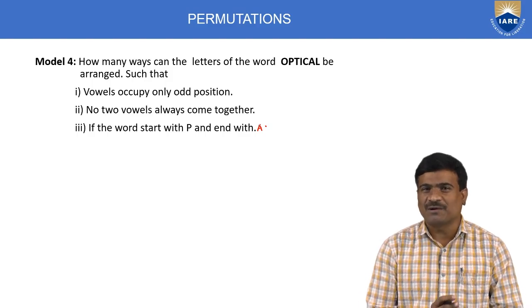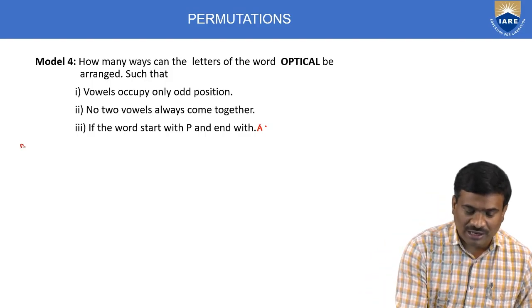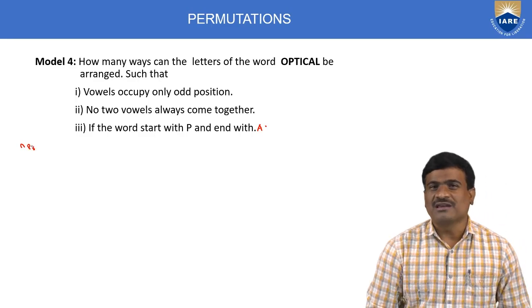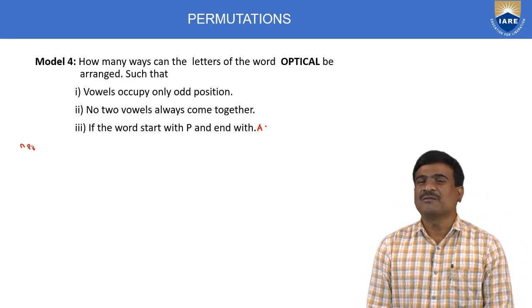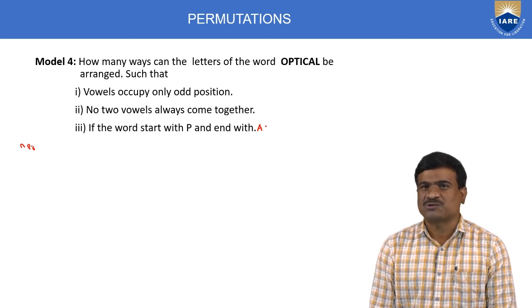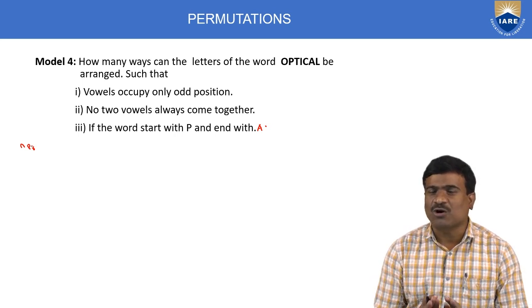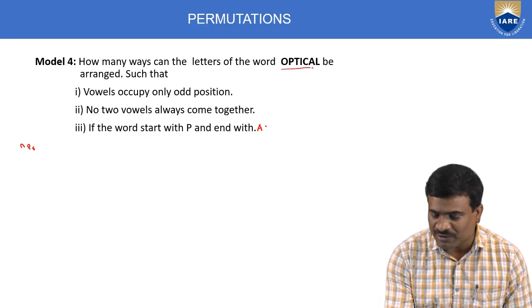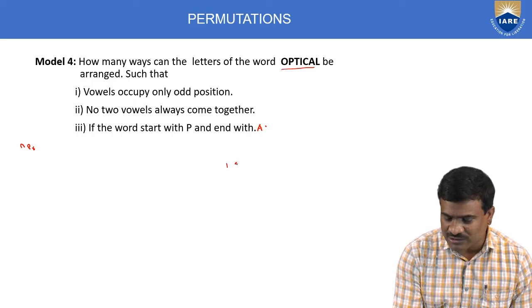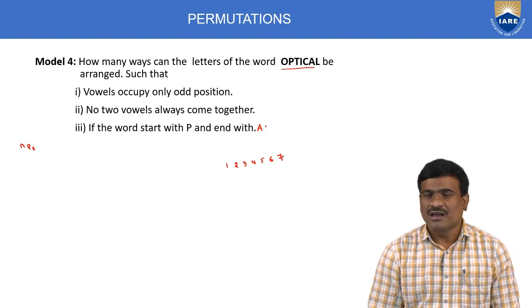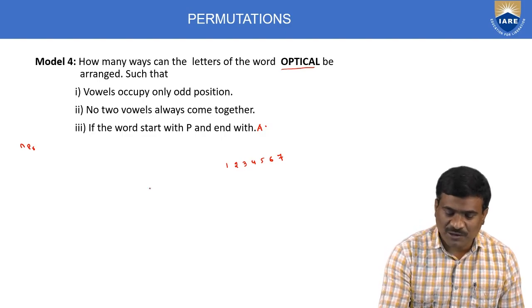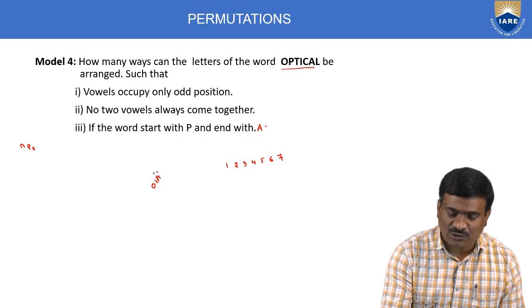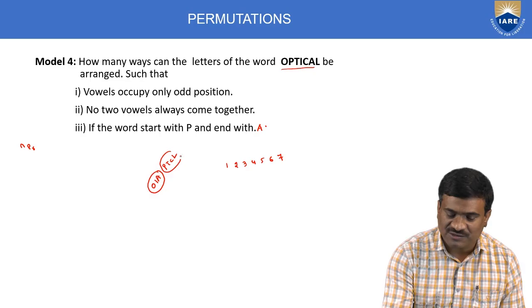Here, first example, using nPr. nPr is equal to n factorial divided by (n minus r) factorial into r factorial. First, vowels occupy only odd positions. OPTICAL has a total of 7 letters: 1, 2, 3, 4, 5, 6, 7. Here divide into 2 parts. First part, vowels: number of vowels is 3. Number of consonants, P, T, C, L: number of consonants is 4.